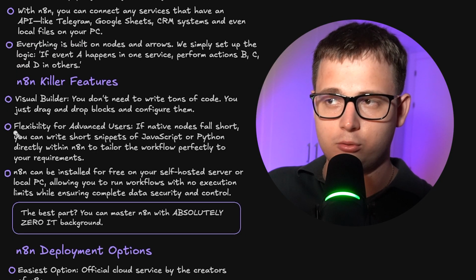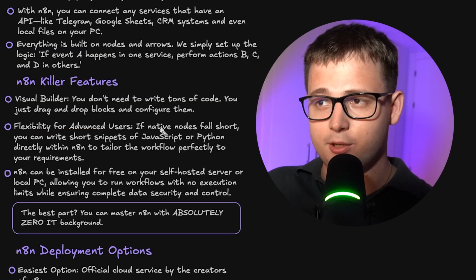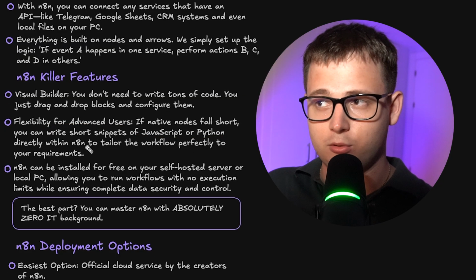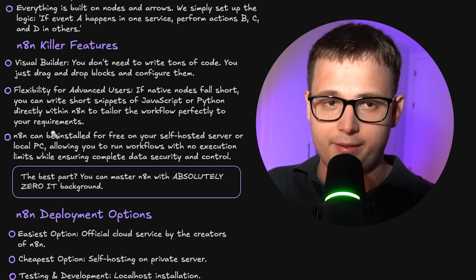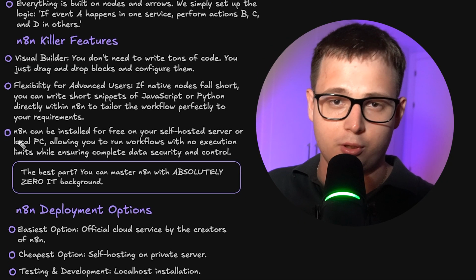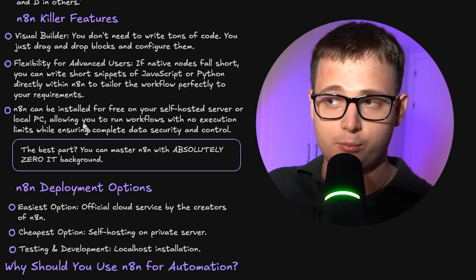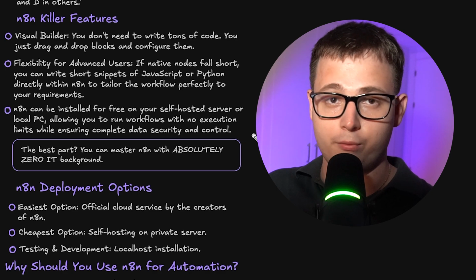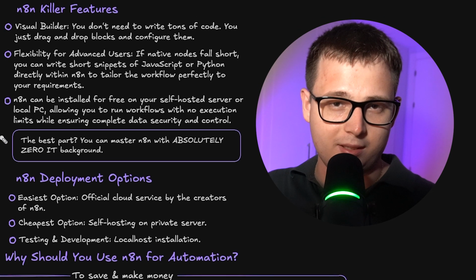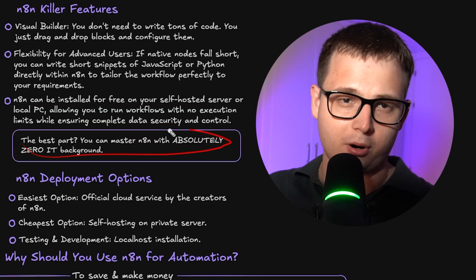Also, for those who want to dive deeper into automations and find themselves missing certain features, there is an option to embed JavaScript and Python code whenever needed. And also, the biggest and most important advantage of n8n is that thanks to its open source nature, you can install it on your own server or computer. This lets you run automations without any limitations, ensuring total security and complete control over your data. And what's most exciting is that you can master n8n with absolutely zero prior experience or programming knowledge.